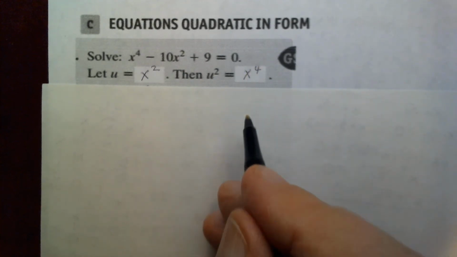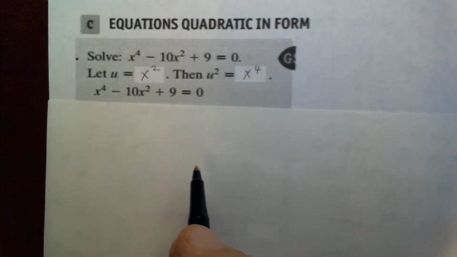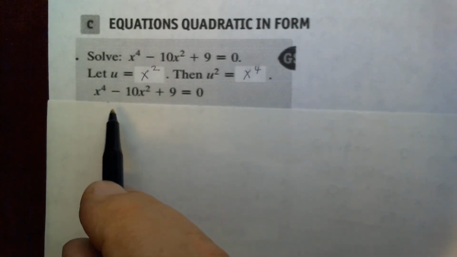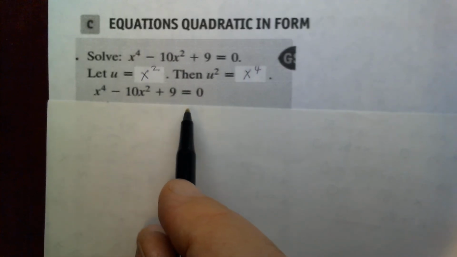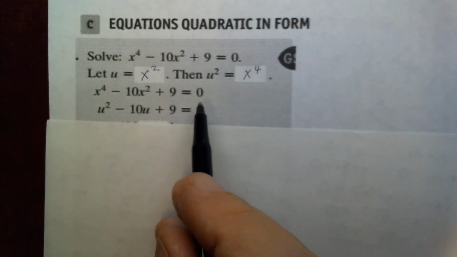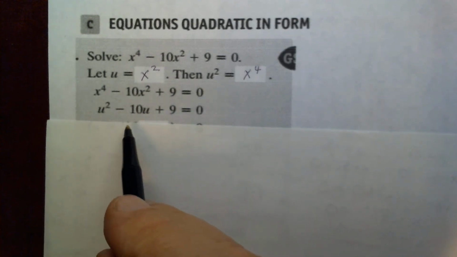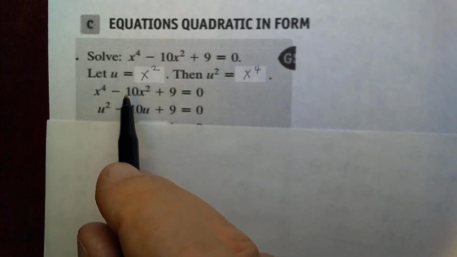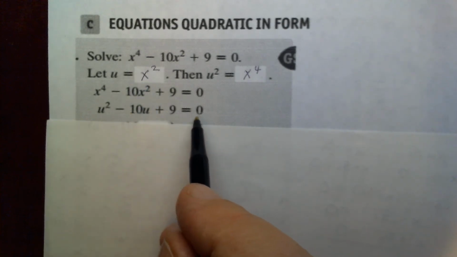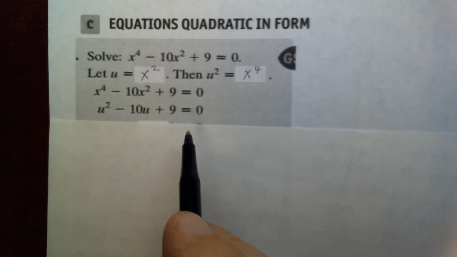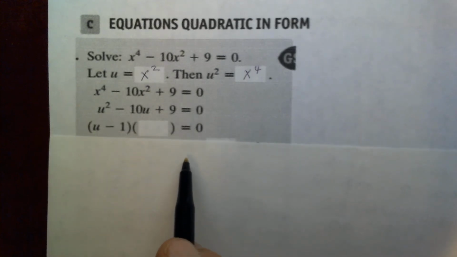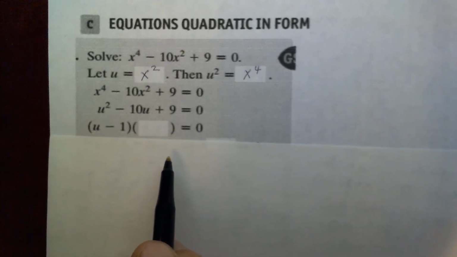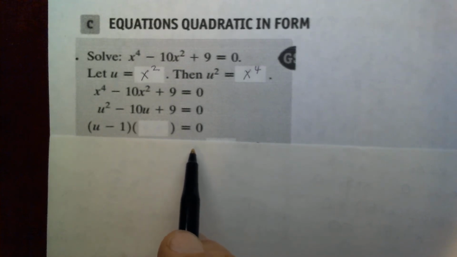So we do substitution basically. So then x to the 4th minus 10x squared plus 9 equals 0 turns into, x to the 4th was equal to u squared, so u squared, and x squared is u, so minus 10u plus 9 equals 0. Now this looks very familiar, and so we can solve this by factoring.